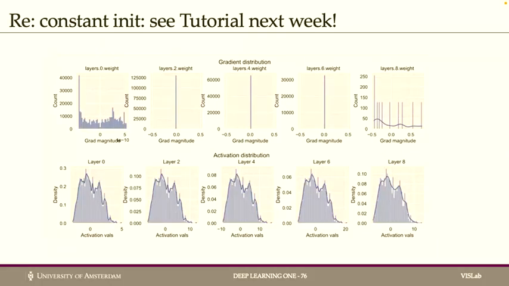This is what happens actually if you set all the weights to one value. Here we're plotting at the top layer the gradient, and then at the bottom we're plotting the activations. As you can see, if all the weights are the same, the gradients will all be the same. So they will all go the same step direction, so you will never learn something particularly meaningful. And you will actually see this in the tutorial of next week.